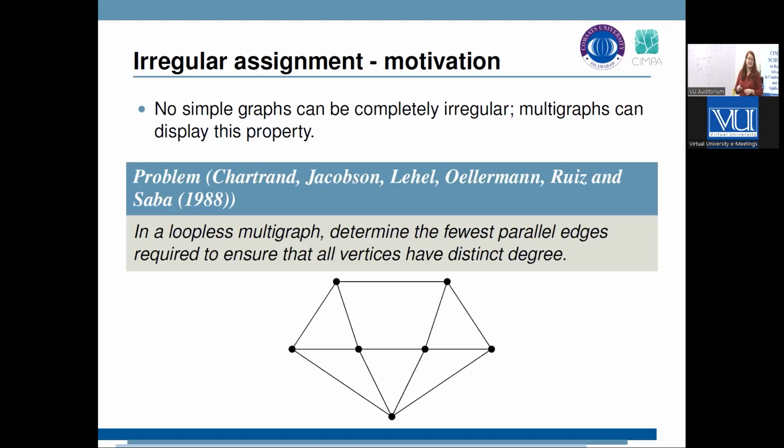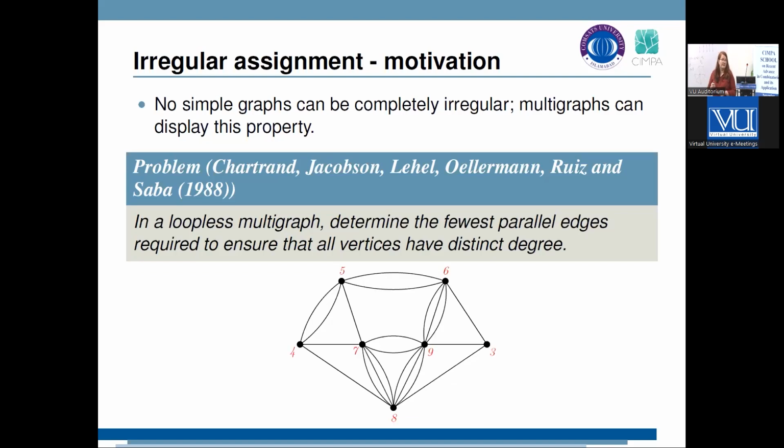So let's consider this example. Here we have a graph. We know that it is not possible to get distinct degrees for all vertices when we do not allow parallel edges. So, for example, this vertex has degree 3, here this vertex has degree 3, we have another vertex of degree 3, another vertex of degree 3. This vertex has degree 4, this vertex has degree 4. So we have to add some parallel edges. You can try to do it alone, or I will show you some solution. So we have this one.